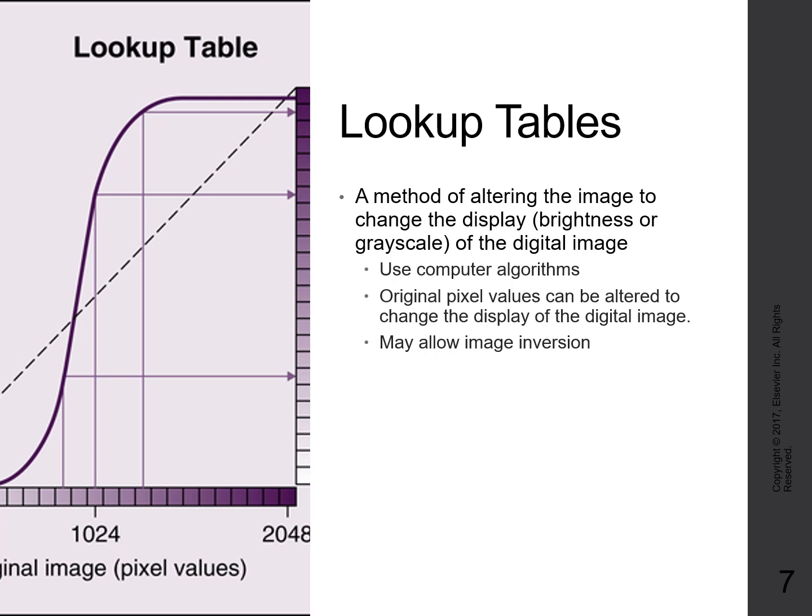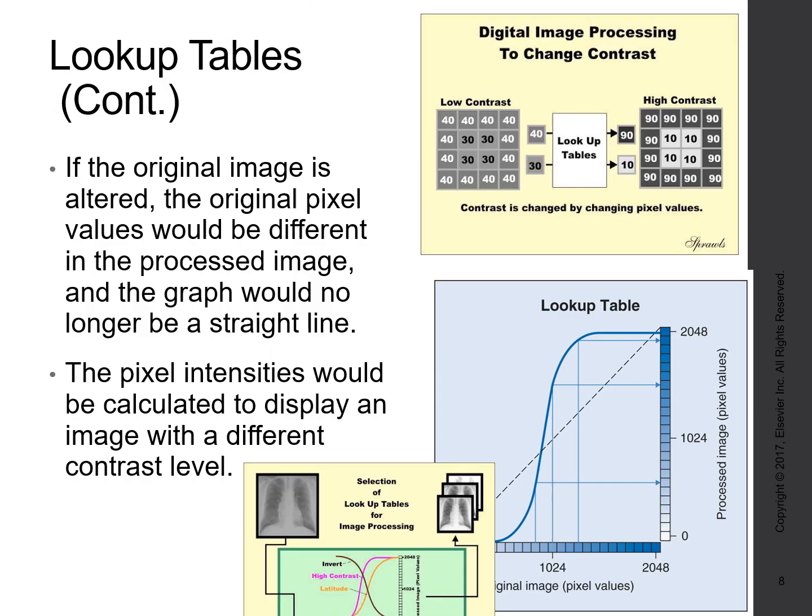This is the method where we overlap our lookup table with our raw data to do the rescaling process to produce the best outcome image. So the lookup table itself is a method of altering the image by use of computer algorithms that can adjust the pixel values to change the display. Okay, so we're going to go a little farther into our lookup tables.